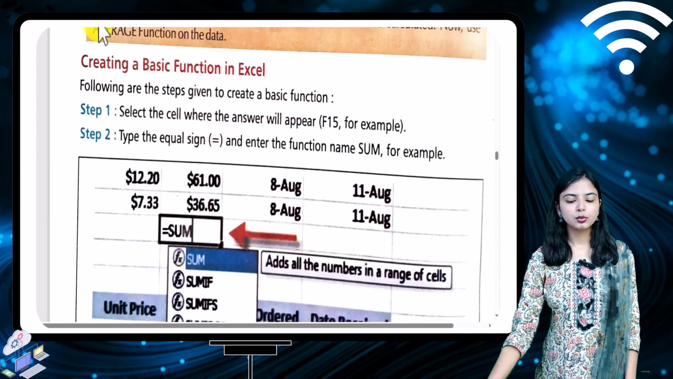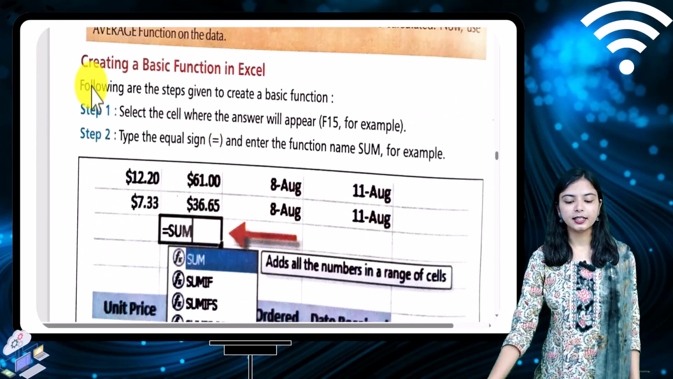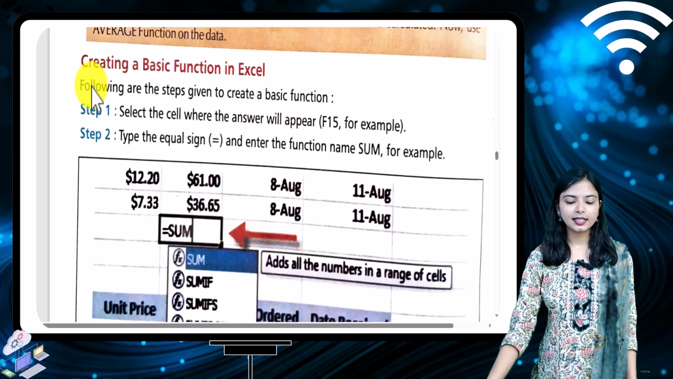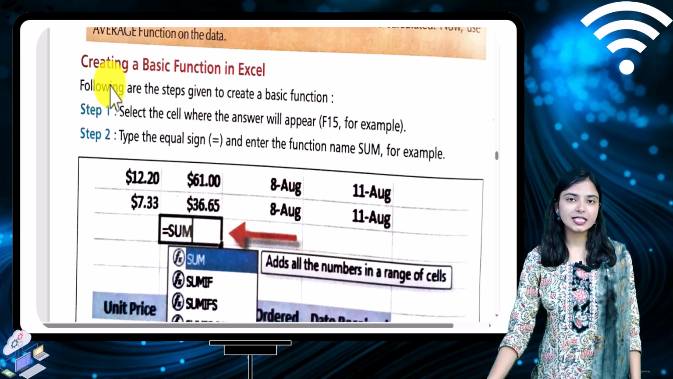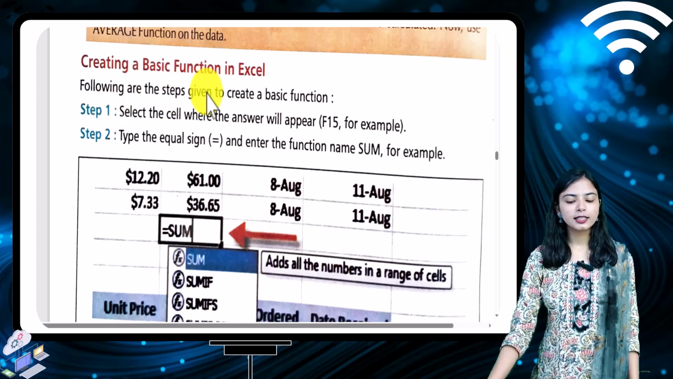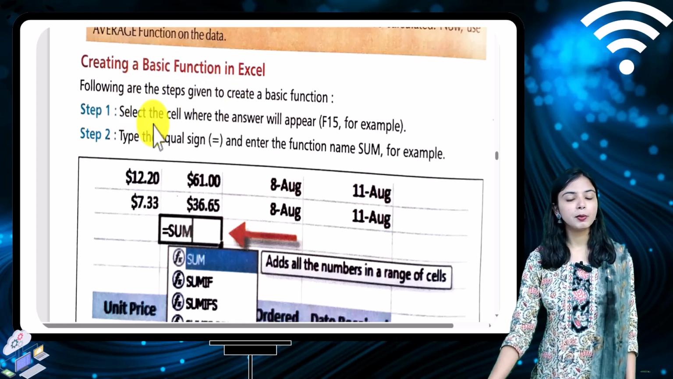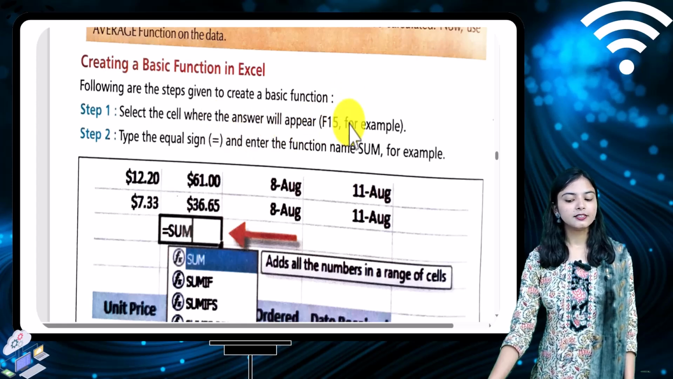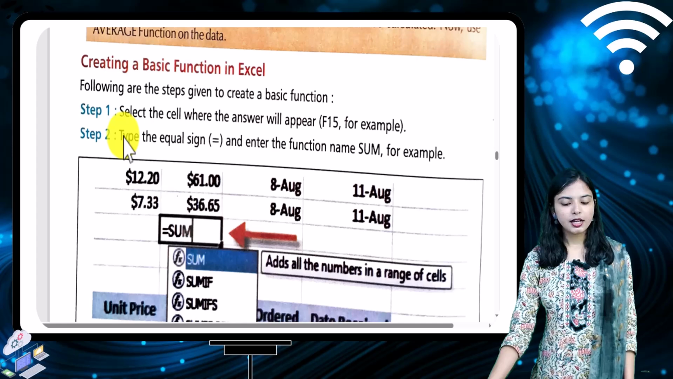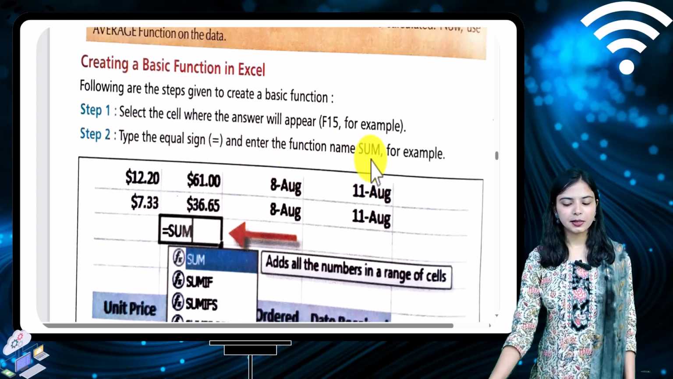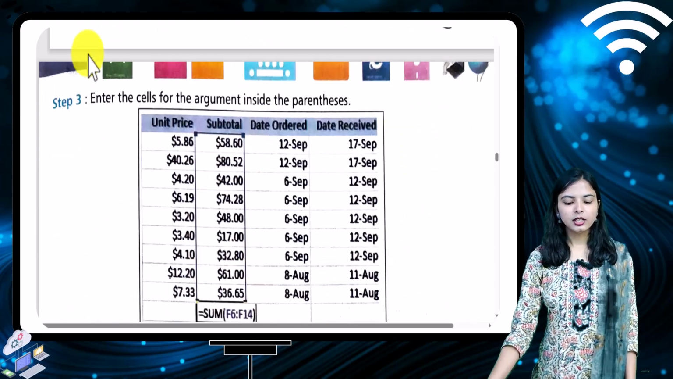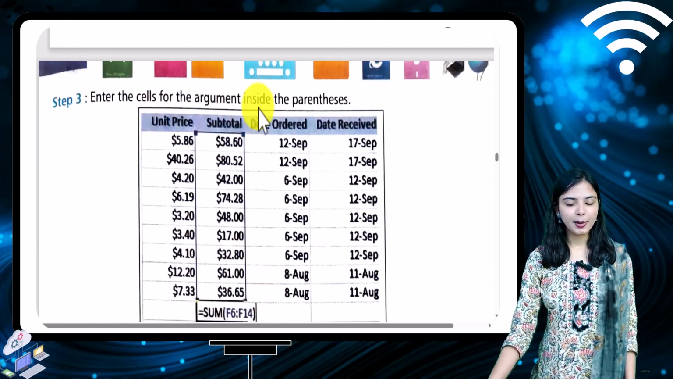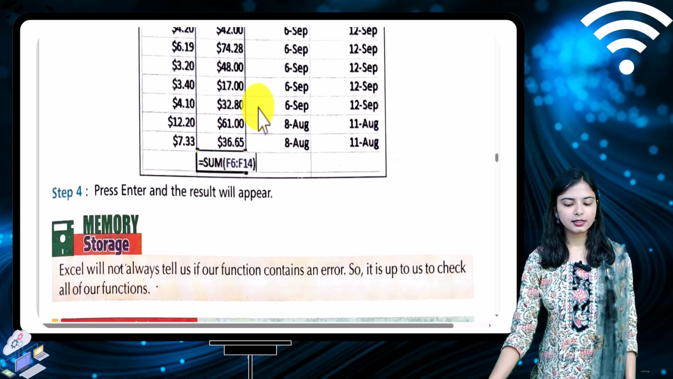Now we will learn, students, how to create a basic function in Excel. How will you create a basic function in Excel? The following are the steps. Step number 1 is to select the cell where the answer will appear, for example F15. Now type the equal to sign and enter the function name, for example sum. Then enter the cells for the argument inside the parentheses. Now press the enter key and the result will appear.